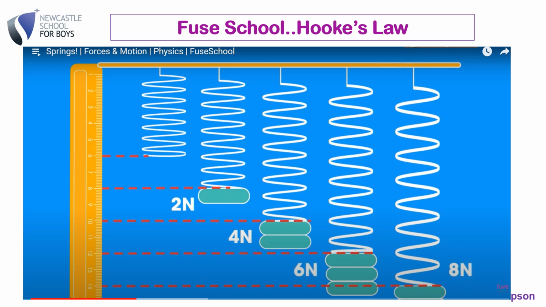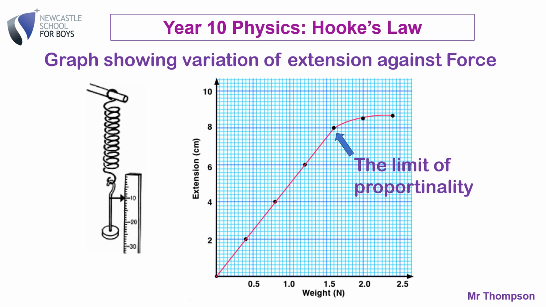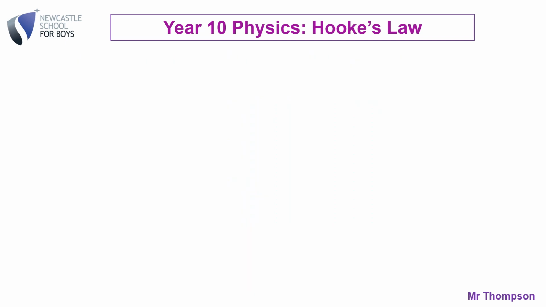And for 6 newtons, it would go from 6 centimeters to 12. So the overall extension would be 6 centimeters. This means for every 2 newtons, you get 2 centimeters. So we'd have a spring constant of 1 newton per centimeter. To explain that, you could run the graph. This graph isn't for that spring, but it shows you the straight line bit up to the limit of proportionality where it obeys Hooke's law. So you can see that each point is on a straight line, means that for every increase of weight, you get the same extension.